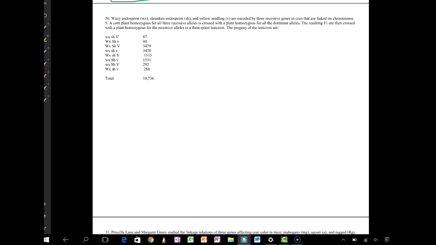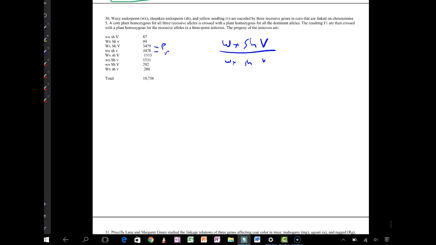So first thing I like to do is find my parents. These are the most. So these are the parents. That means that waxy, shrunken, and yellow go together, or at least the capital letters all go together. And then the mutants all go together, the little guys, little wx, little sh.